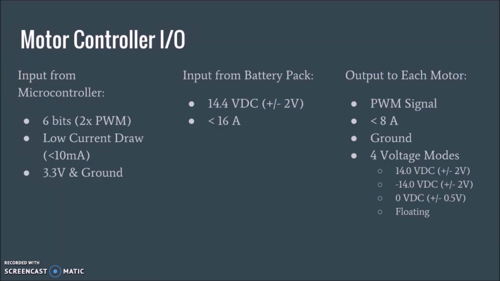First of all, the motor controller. The motor controller is what stands between the motors and the microcontroller. As you can see here in these interfaces, some important bits are that there are 6 bits of data from the microcontroller, 2 of which are PWM signals. There is a power input from the battery pack, and on the output is another PWM signal that has 4 modes of output. 14 volts, which would be forward, negative 14 volts, which would be in reverse, 0 volts which would be a plug braking, and a floating voltage would be coasting.